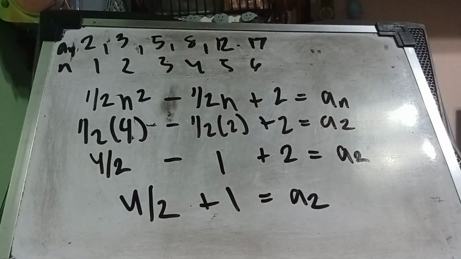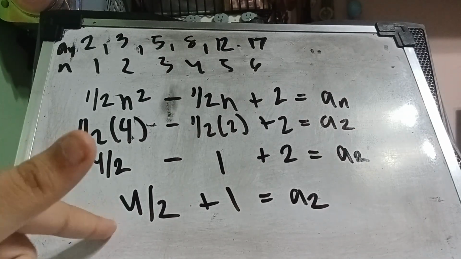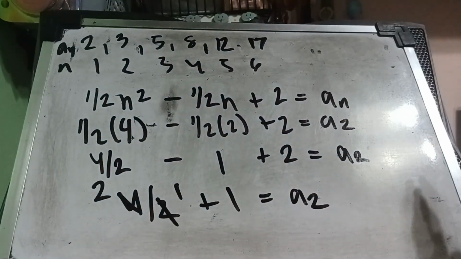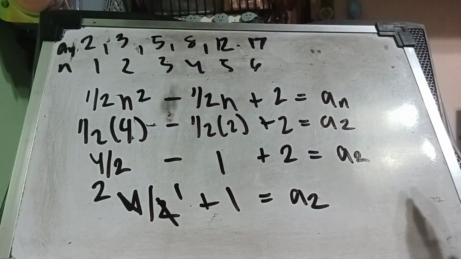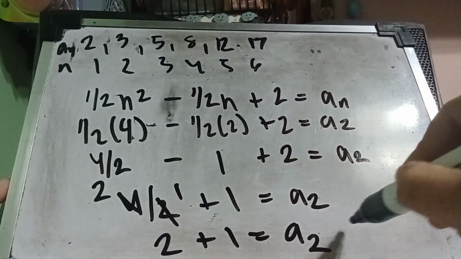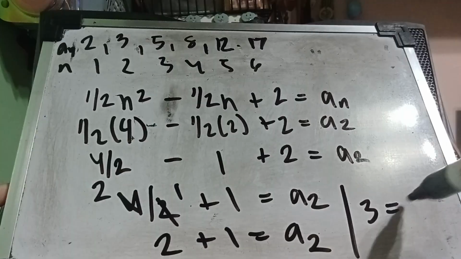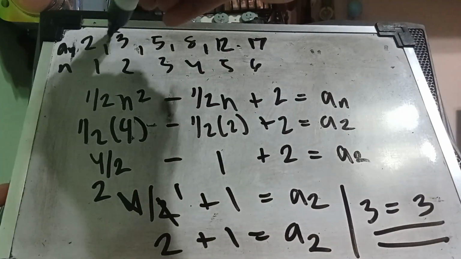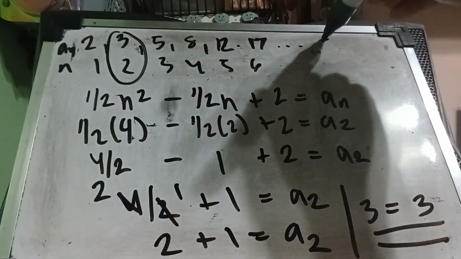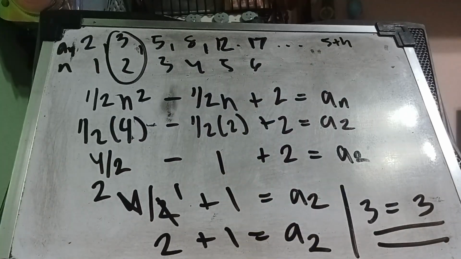Ngayon, si 4 over 2, pwede natin siyang i-simplify. Pag dinivide mo siya sa 2, ito ay magiging 2. So, 2 plus 1 is equal to a sub 2, which is 3 is equal to 3. Okay? Tama. So, ibig sabihin tama yung ating formula. Now, what if pinapahanap sa atin ay yung fifth term?